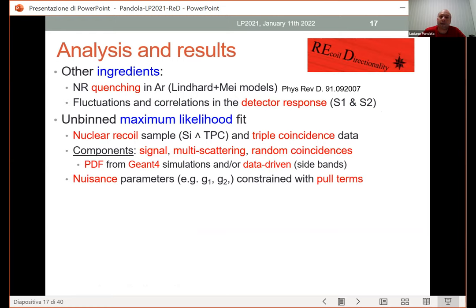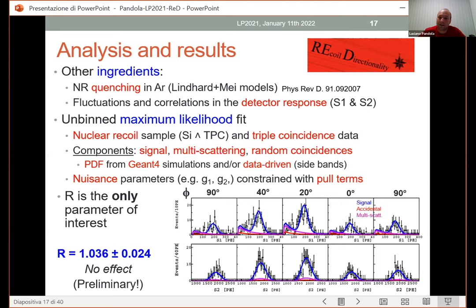So we ran an unbinned maximum likelihood fit with all the data, the double coincidences and the triple coincidences. This fit has as components the signal, the multiple-scattering and the random coincidence backgrounds, and all the PDFs for the fits were either simulated or taken from the data using the sidebands. The model is fairly complicated. It has a number of nuisance parameters, some of which are instrumental, and they are of course constrained with pull terms because we have calibrations and independent measurements. At the end of the day, you want to get rid of all the parameters but R, which is our measurement of directionality.